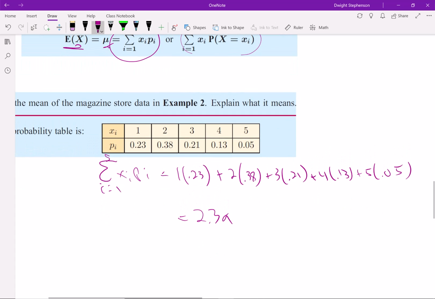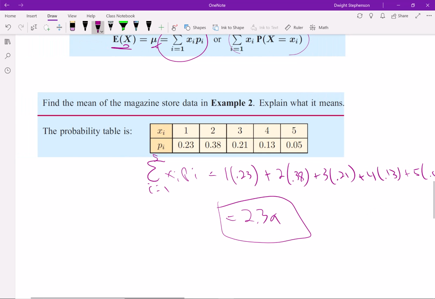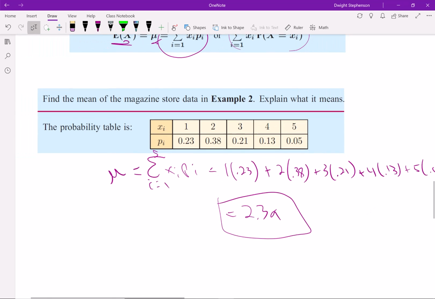And what that means is, on average, if you have a random customer coming in, you would expect that customer to purchase about 2.39 magazines. So the average customer purchased 2.39 magazines. The expected value is the same as the average. That's what's important to understand. The expected value is the same as the mean of the population, all right?